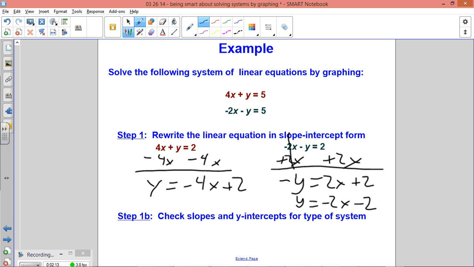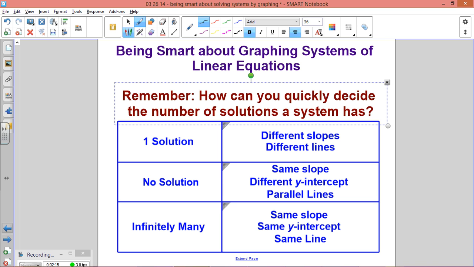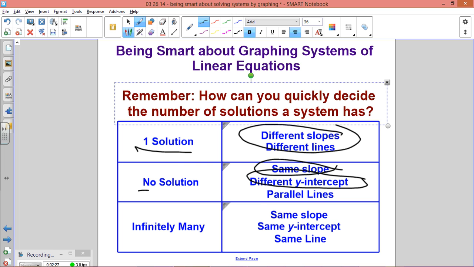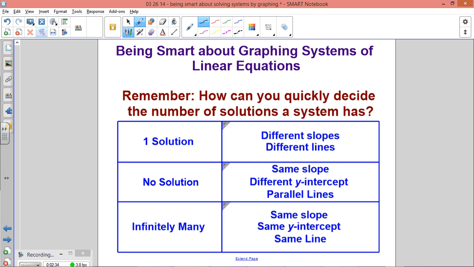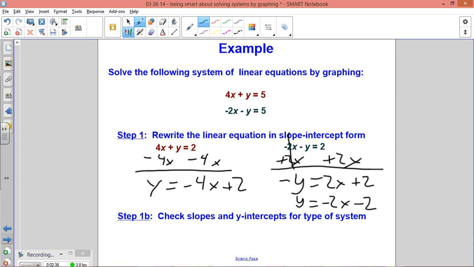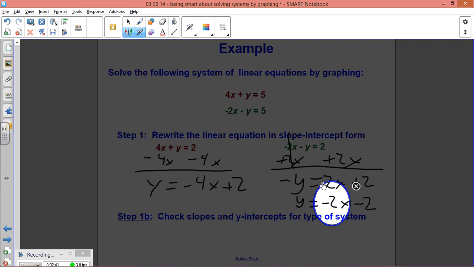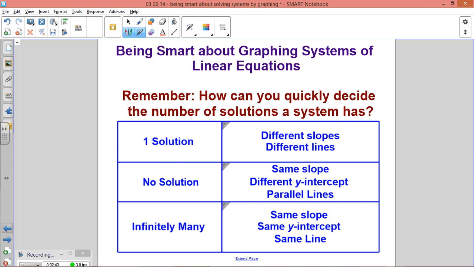Now, how does this help us? Well, we can look back and figure out which one of these situations we have. Do they have different slopes? If they have different slopes, then there'll be one solution. If they have the same slope and different y-intercepts, they'll have no solution. If they have the same slope and the same y-intercept, they'll have infinitely many. Let's figure out which one we have here. My first slope is negative 4. My next slope is negative 2. Different slopes means I have one solution.